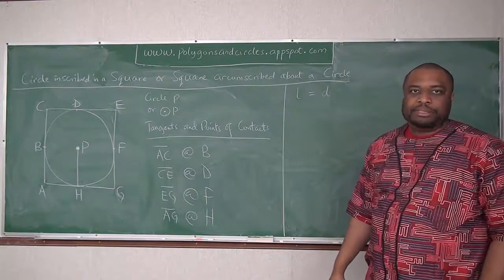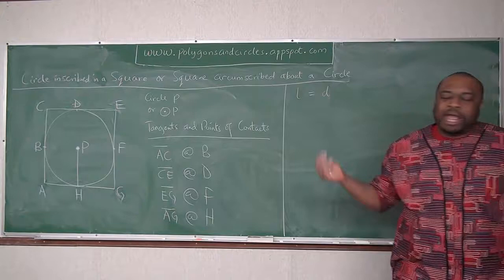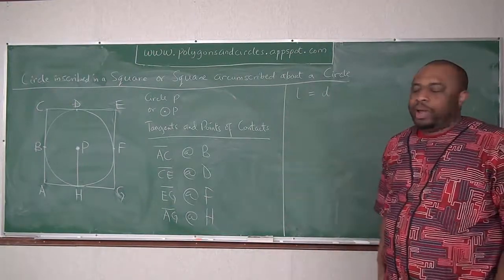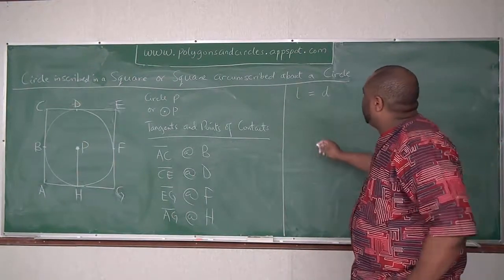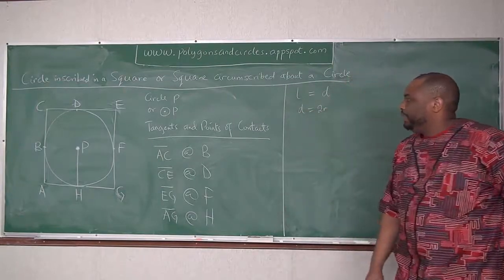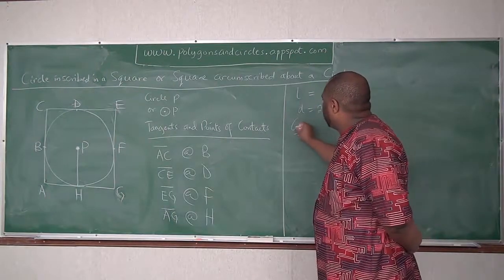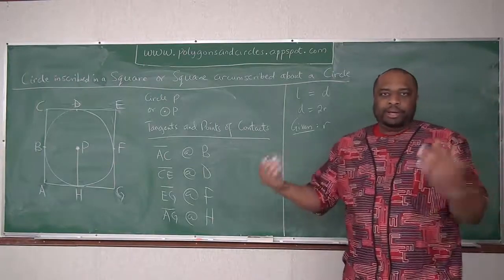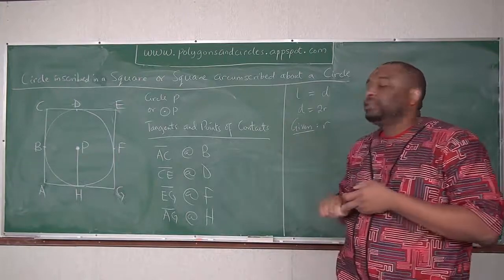Okay, I put it in the notes as well. So when you have a circle inscribed in a square, the side length of the square is the same as the diameter of the circle. And we know that the diameter is 2 times the radius. So when you're given the radius, we will continue the way we've been doing in previous videos on polygons and circles.